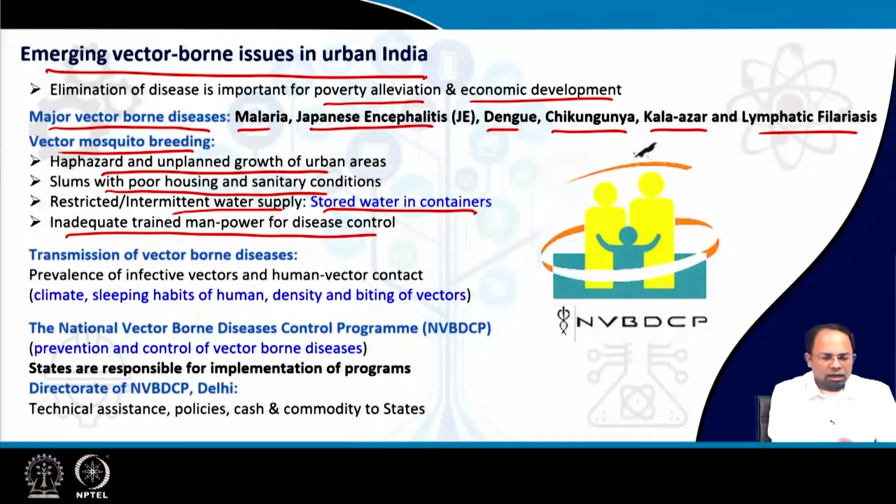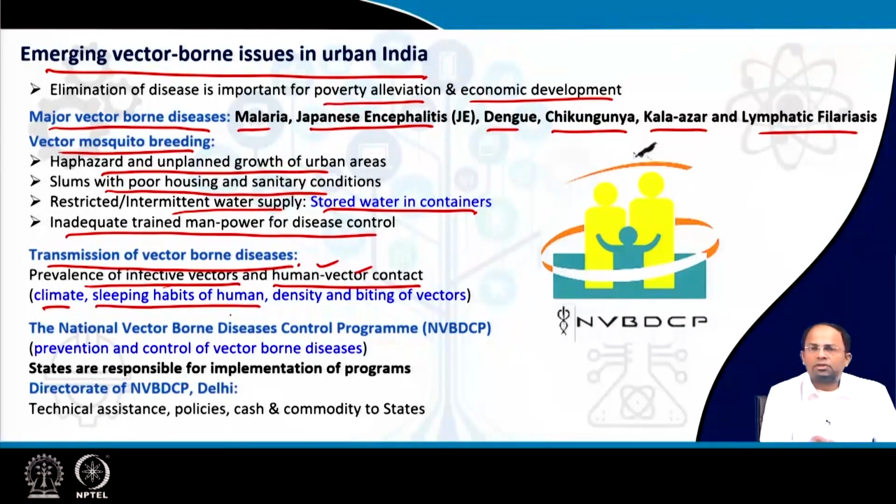And the transmission of vector-borne diseases happens from the prevalence of infective vectors. That means the vectors first get infected, and then because of human vector contact, that is, when vectors such as mosquitoes come in contact with human beings, the disease is transmitted to human beings. The reasons why this human vector contact happens: in certain climates, certain kinds of vectors grow more, and the climate in our country is conducive to the growth of mosquitoes.